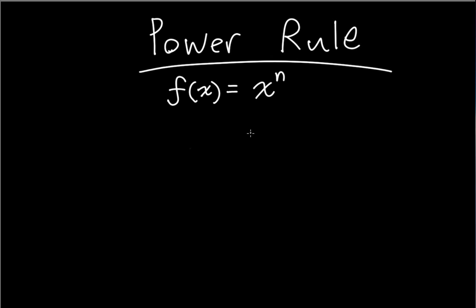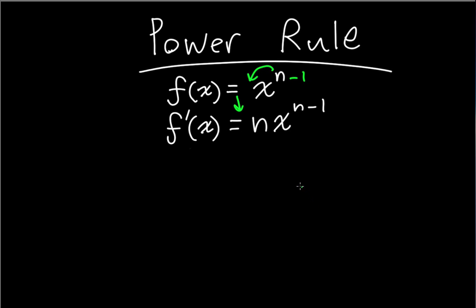Now, the power rule states that f prime of x is going to be equal to that power times x to the n minus 1, to that power minus 1. So you can just imagine that we're flipping that n over, in back of the x, to become a coefficient, and then taking 1 away. So let's clarify that with an example.